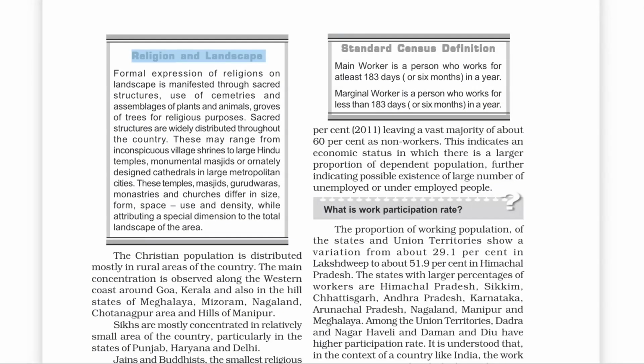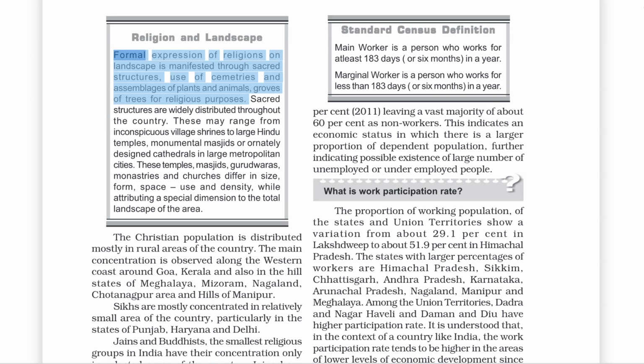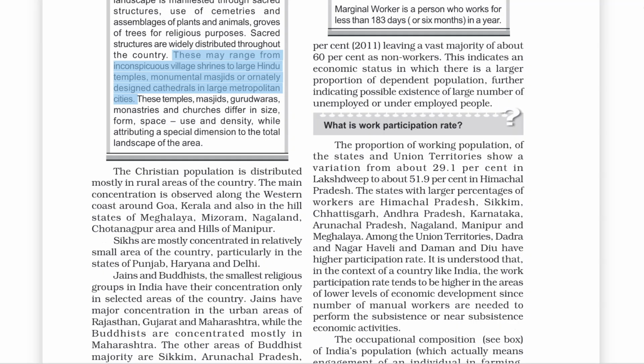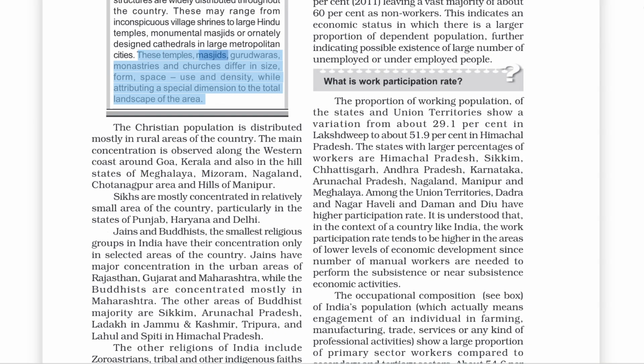Religion and landscape. Formal expression of religions on landscape is manifested through sacred structures, use of cemeteries and assemblages of plants and animals, groves of trees for religious purposes. Sacred structures are widely distributed throughout the country. These may range from inconspicuous village shrines to large Hindu temples, monumental masjids or ornately designed cathedrals in large metropolitan cities. These temples, masjids, gurudwaras, monasteries and churches differ in size, form, space, use and density while attributing a special dimension to the total landscape of the area.